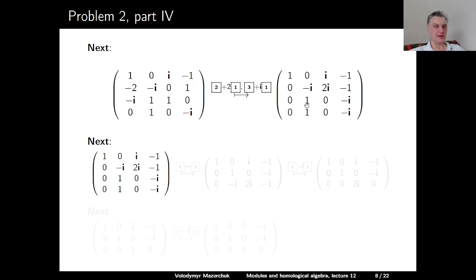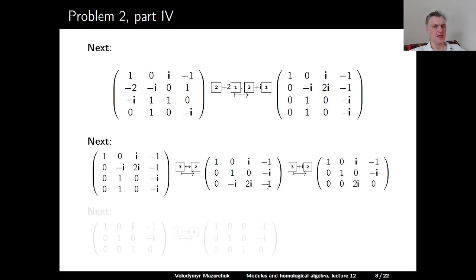And we have 1 here in the second column, so we swap rows 2 and 3 to get this 1 in position 2, 2. Now we have the matrix 1, 0, i, minus 1, 0, 1, 0, minus i, 0, minus i, 2i, minus 1. So now we use this 1 to kill this minus i, so we multiply the second row with i and add to row 3.